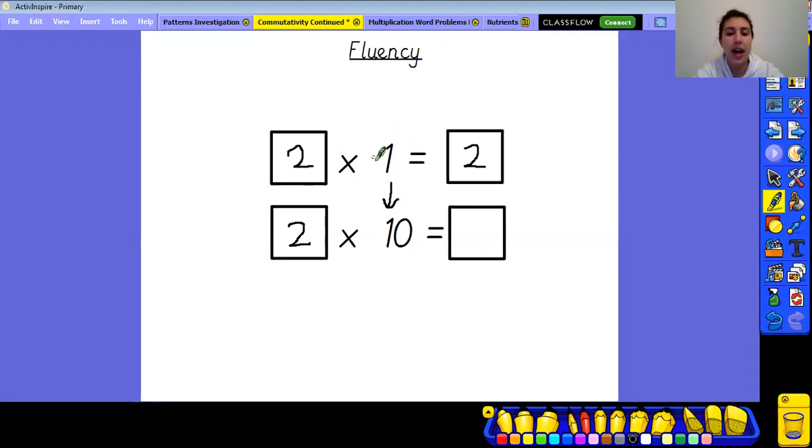I'm no longer timesing it by this 1-digit number. I'm actually timesing it by a 2-digit number. And this is a 2-digit number with 0 ones. So what's happening is our 2 is getting 10 times bigger, and we show that by using our starting number and then putting that 0 on the end to show that it's getting 10 times bigger.